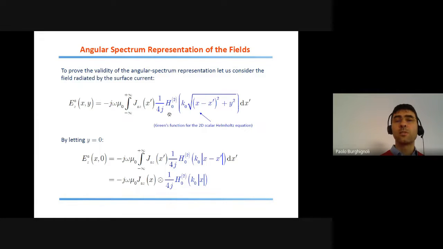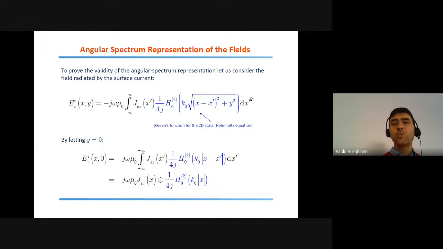If you work in cylindrical coordinates, a Hankel function of order 0 and of the second kind, whose argument is k0 times the radial variable that goes from the source point located at x prime on the plane y equals 0. And this is the distance from the source point to the observation point with coordinates x and y.